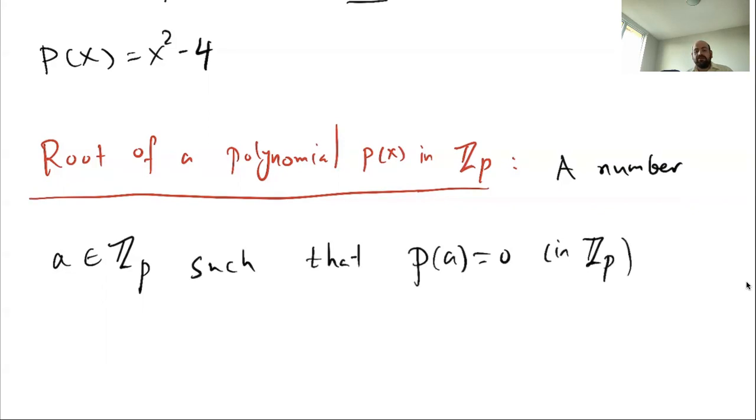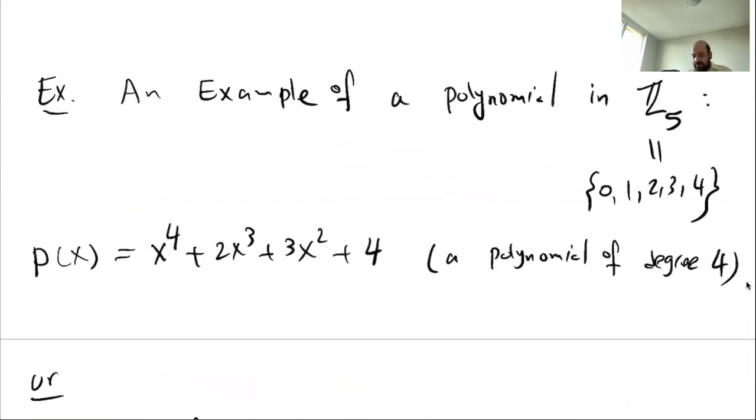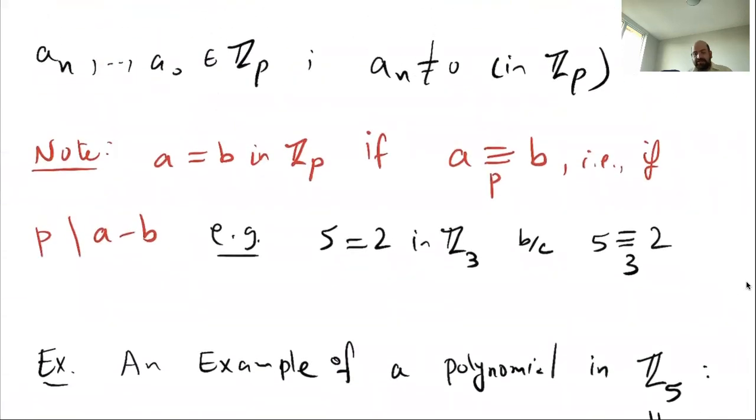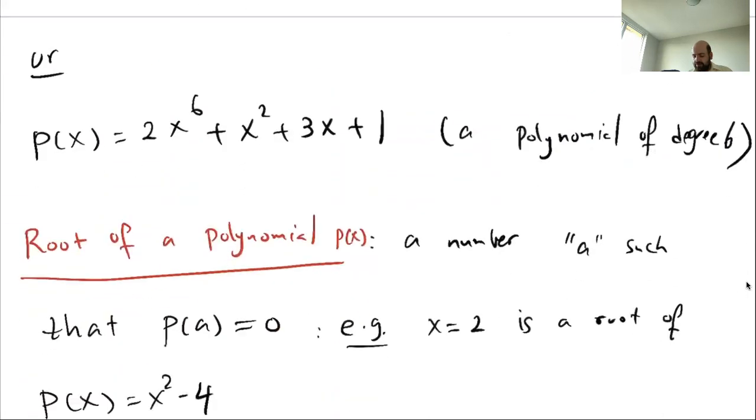So equality to 0, now, as I said, my universe is now Zp, so equality to 0 is now in Zp. What is the meaning of equality to 0 in Zp? I just told you a few minutes ago that equality of two numbers in Zp means that those two numbers are congruent mod p, meaning that p has to divide the difference between those two numbers.